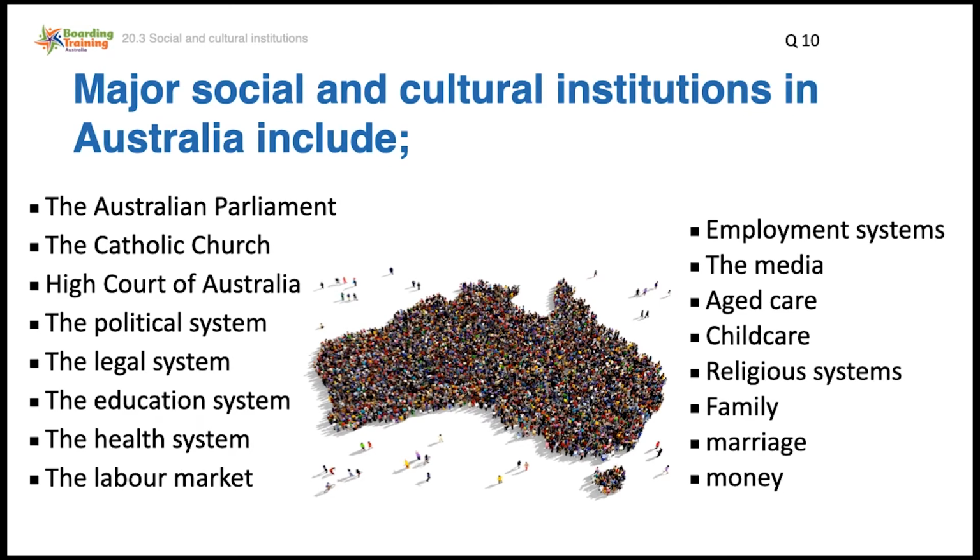Question 10, we've got a lot of major social and cultural institutions in Australia, including the Australian Parliament, the Catholic Church, the High Court, and you can see them here. Question 10 asks you to list 3 of these and to write down the purpose of them. And the purpose is generally fairly obvious. So the health system in Australia is to maintain the health of the Australian population, to educate people about health issues and so on. So there's some of the major social and cultural institutions in Australia.